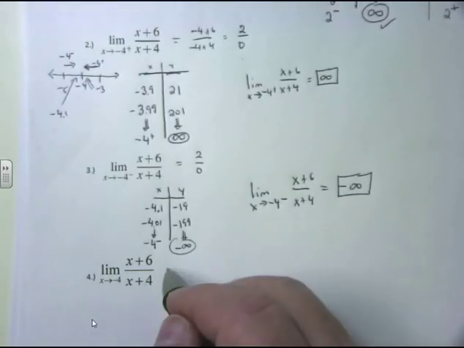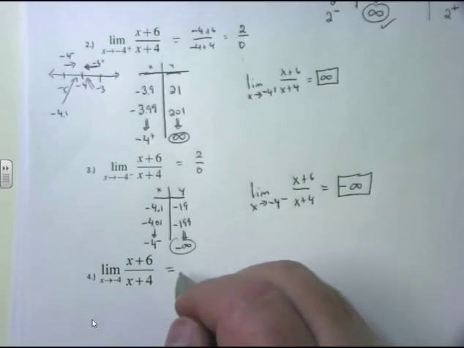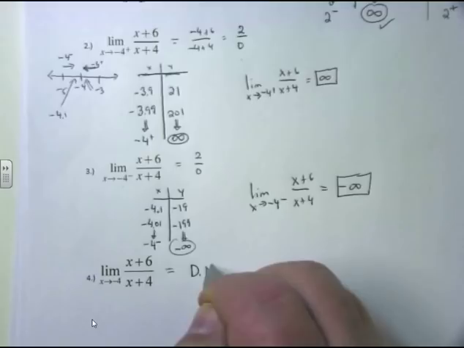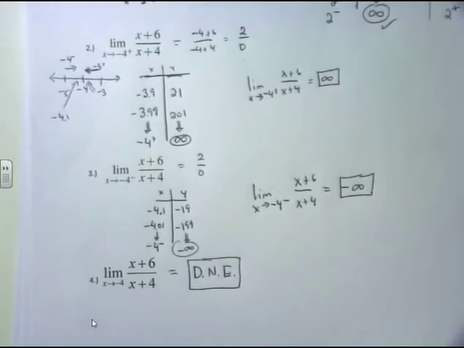Therefore, my answer for the limit as x approaches negative 4 of x plus 6 over x plus 4 is DNE, no solution, does not exist. We would accept no solution or doesn't exist. DNE is does not exist. Okay? So again, these are just kind of previews of what this chapter is going to be all about.